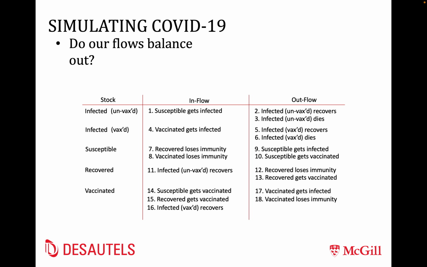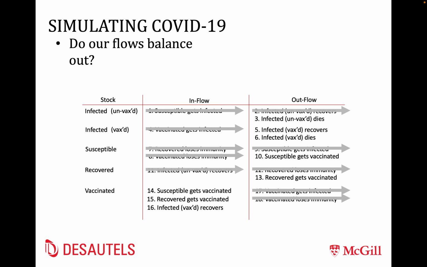So like I said, 1 and 9 are actually the same, so they get balanced. Let's see if we can balance number 4, vaccinated gets infected. That looks a lot like 17, right? And so let's go down this list. One by one, we're going to make sure that we're balancing out all the inflows with the outflows, right? Recovered gets vaccinated, infected, vaccinated, recovers. And you will notice that we are left with 2 outflows that do not have a counter inflow, right? And these are the 2 mortality outflows, right?